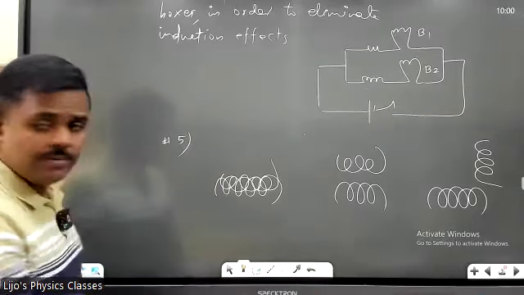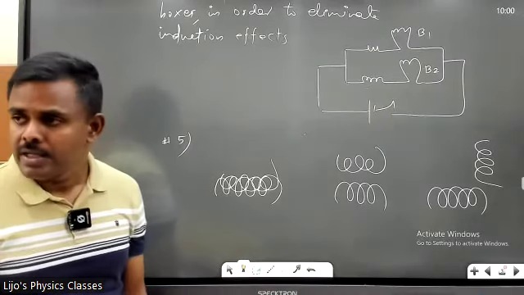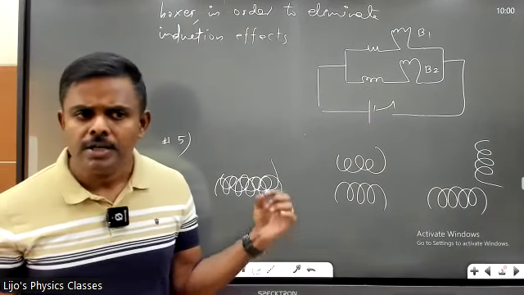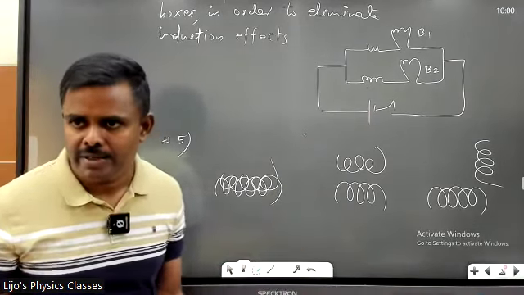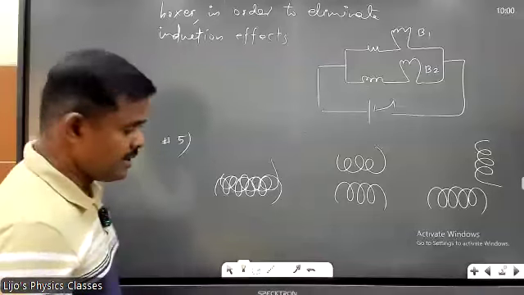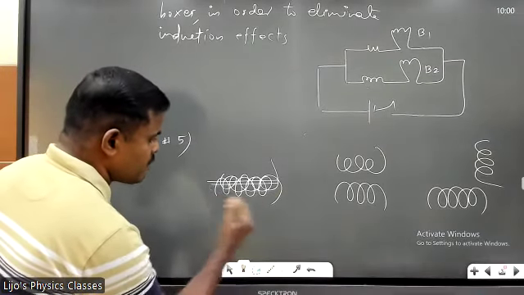So, previous question, write this, draw these figures. This is called coaxial winding. This is side-by-side winding. That is perpendicular winding. Just write this. How about this one?